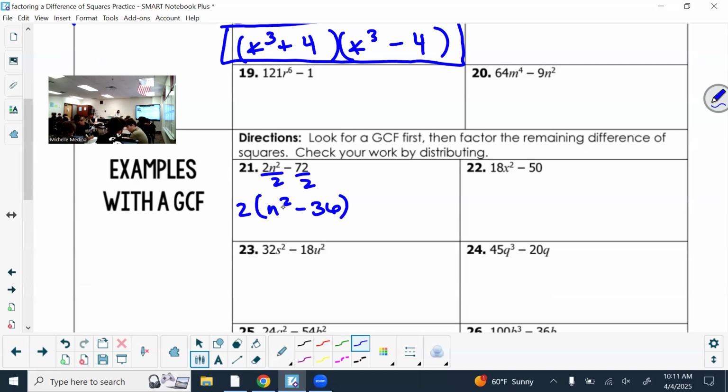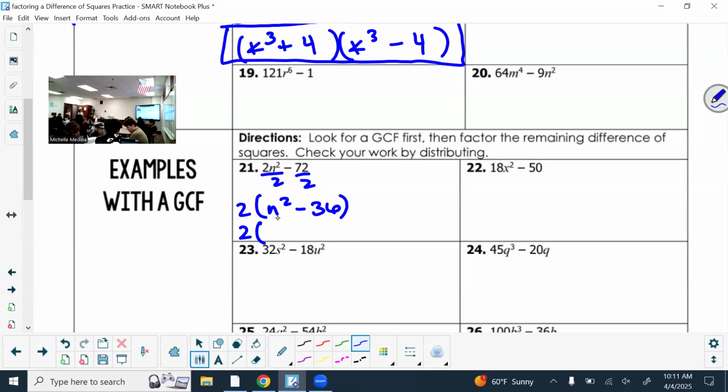Since it's a two-term expression, I know the only way to factor two-term expressions is by difference of squares. So is it a difference of squares in the parentheses? Is it a subtraction problem in between? Are these perfect squares? Then I can apply that rule from earlier. The only difference now is you have a GCF on the outside, so it still should be in your answer. The rest, apply that difference of squares rule.